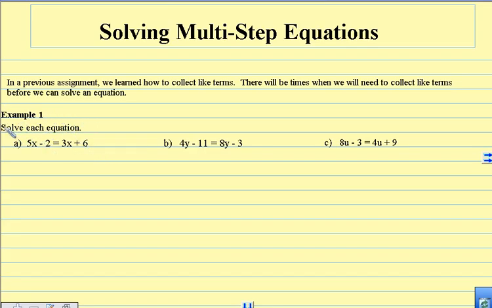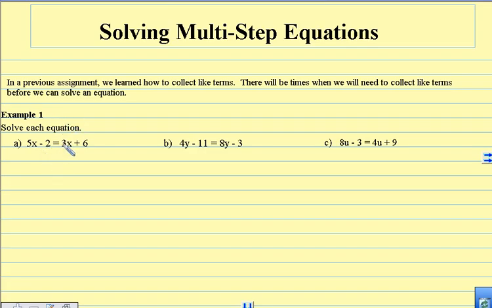Looking at these examples here, the big difference from before is we only had one variable term to deal with. Now in these examples, we have more than one variable term to deal with, and on opposite sides of the equation. So we're going to treat it similar to the examples before, where we're adding, subtracting, and moving things around to other sides of the equation.